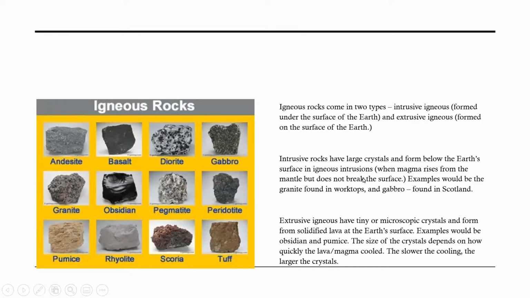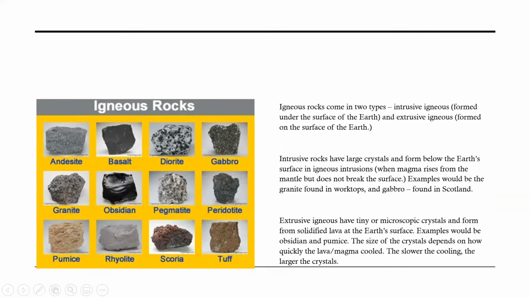Okay, so examples would be granite found in worktops and gabbro found in Scotland. So we've got gabbro, granite are intrusive igneous. Okay, so extrusive igneous have tiny or microscopic crystals and form from solidified lava at the Earth's surface. Examples would be obsidian. Okay, so it's often called volcanic glass because the crystals are so small you can't see them, and pumice.